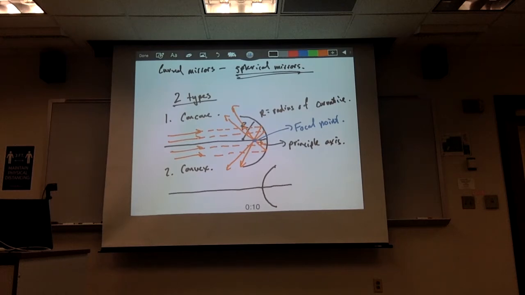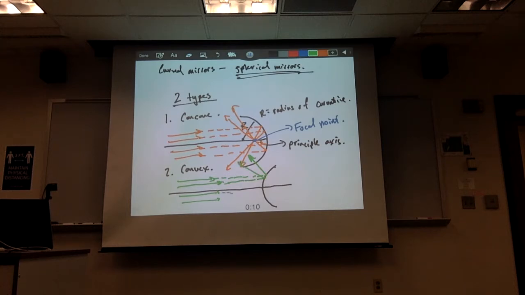And what happens in this case? Again, we're going to do the same thing. Here I'm going to use a different color light. Let's say I'm going to use green in this case. Again, I'm going to send light parallel to the principal axis. And then what happens in this case? This light's going to continue, and then it's going to diverge away. It's going to hit and bounce off in this direction. This one is going to hit here and then diverge away, something like this.